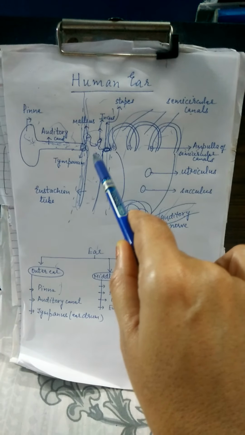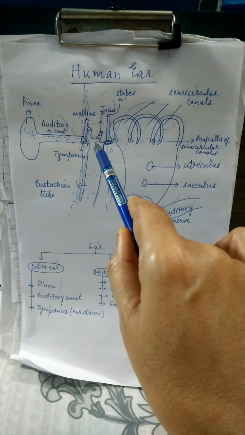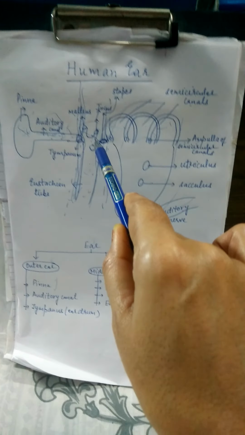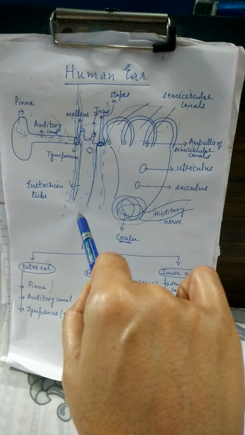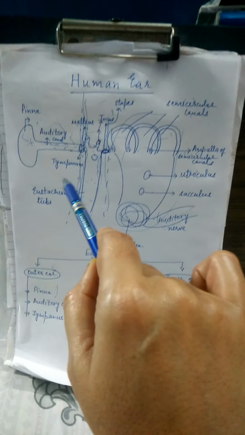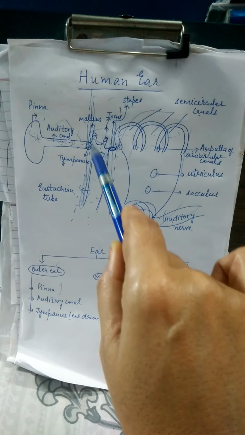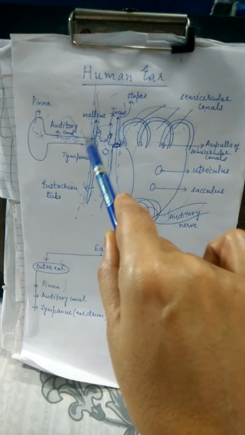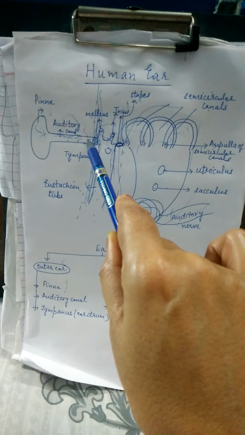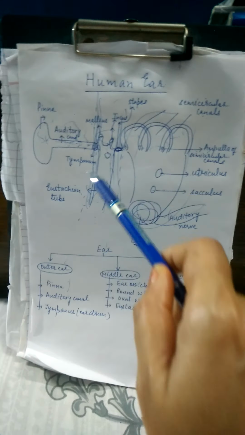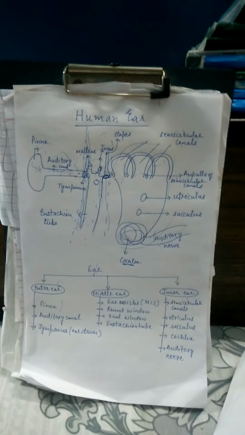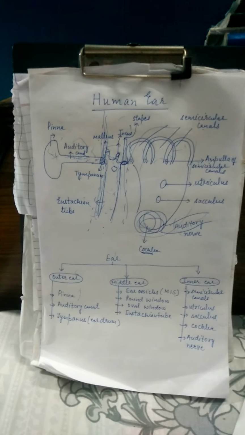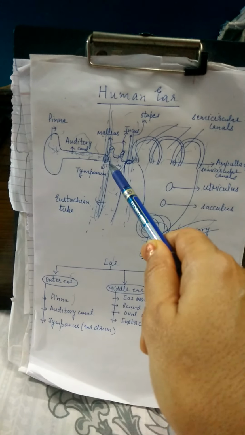Then we have this eustachian tube. Beta, eustachian tube is that structure which connects the middle ear with the throat. हमारे मिडिल ईयर को थ्रोट से ये स्ट्रक्चर कनेक्ट करता है। इसका काम क्या है? It equalizes the air pressure on either side of the eardrum, so that it vibrates freely.